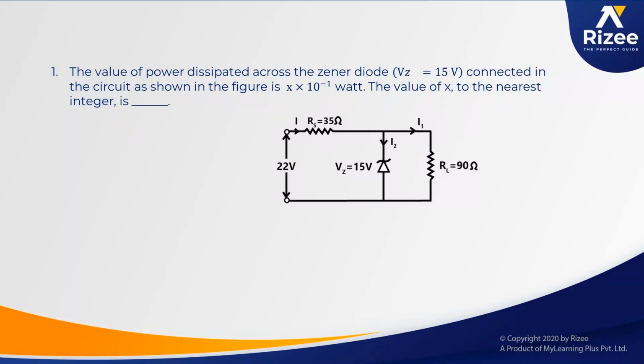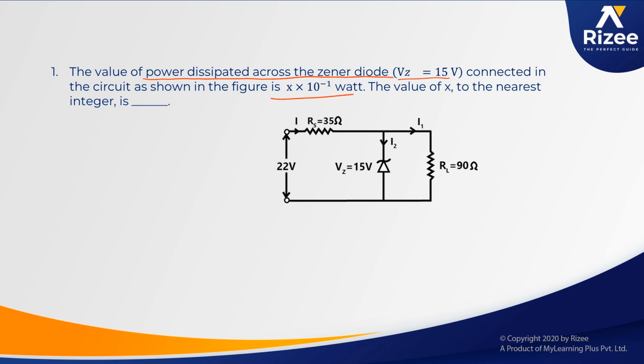For example, the value of the power dissipated across a Zener diode is asked, with Zener voltage 15 volts. He has given the Zener voltage connected across the circuit, and the power dissipated is this much. He is asking what is the value of x to the nearest integer. He is asking the power dissipated across the Zener diode.